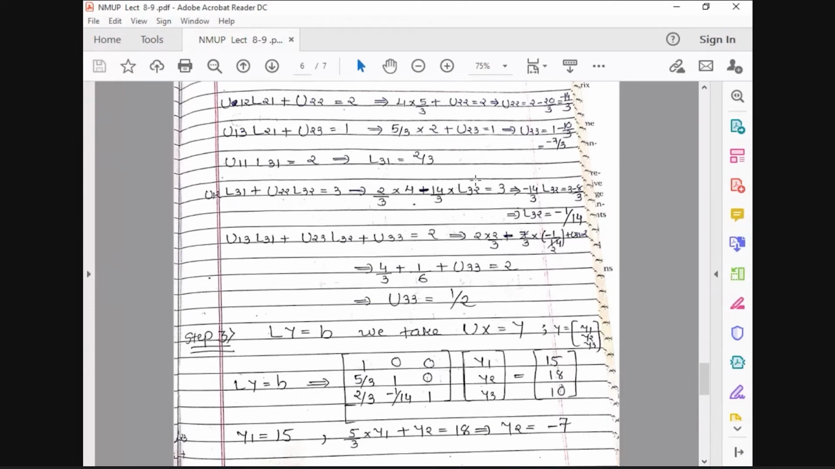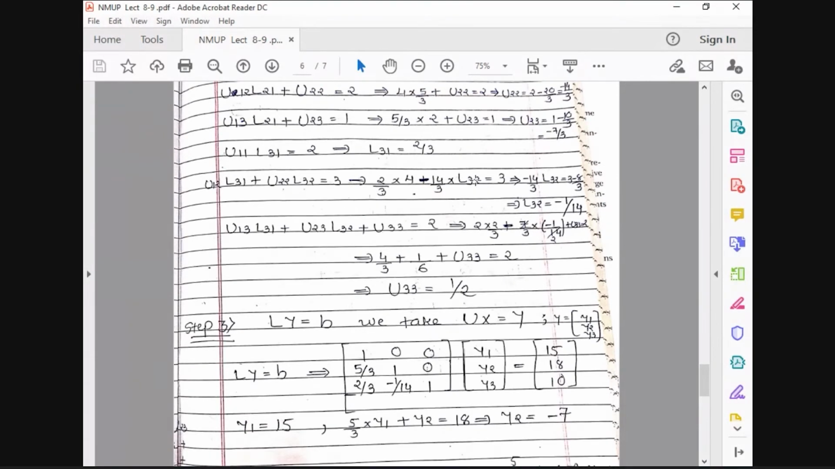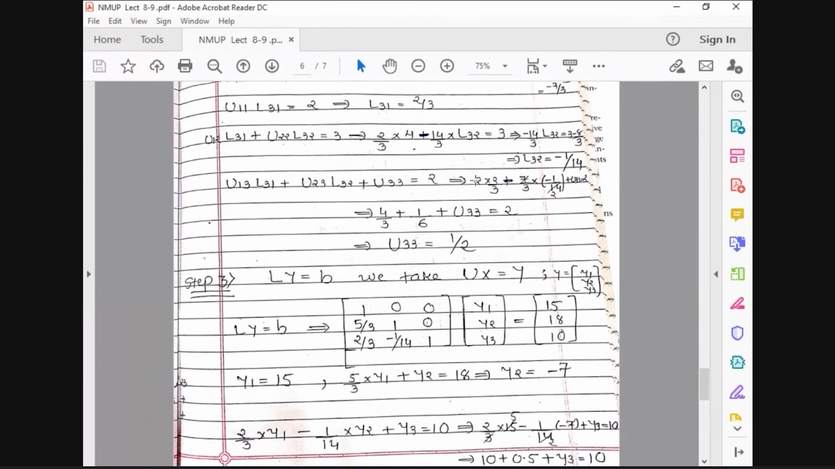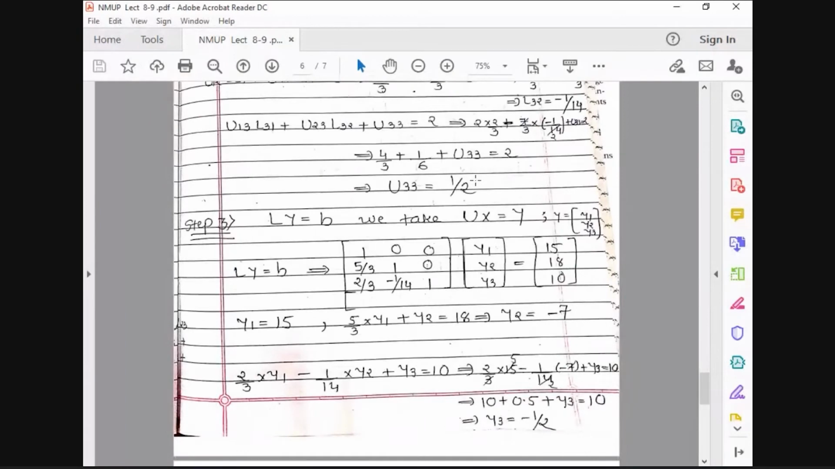Y is equal to what? Y1, Y2 and Y3, as we have discussed and written over here. And B is already available with us: 15, 18 and 10. Again, you have to follow the same steps. So first row and column, second row and column, third row and column.